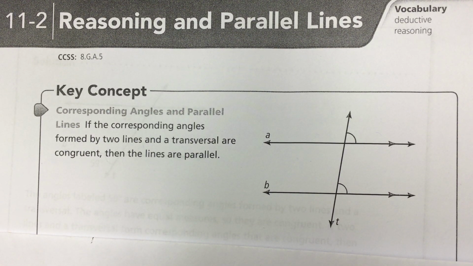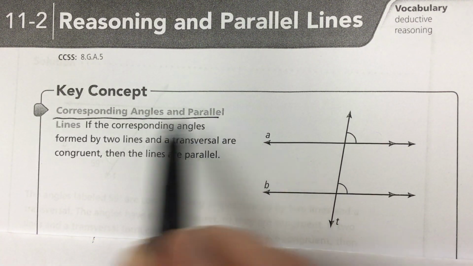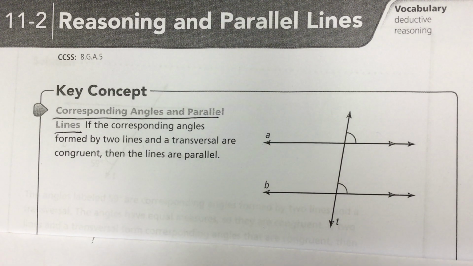11-2, Reasoning and Parallel Lines. Corresponding angles and parallel lines. If the corresponding angles formed by two lines and a transversal are congruent, then the lines are parallel. So this time we're learning the converse of the previous section.